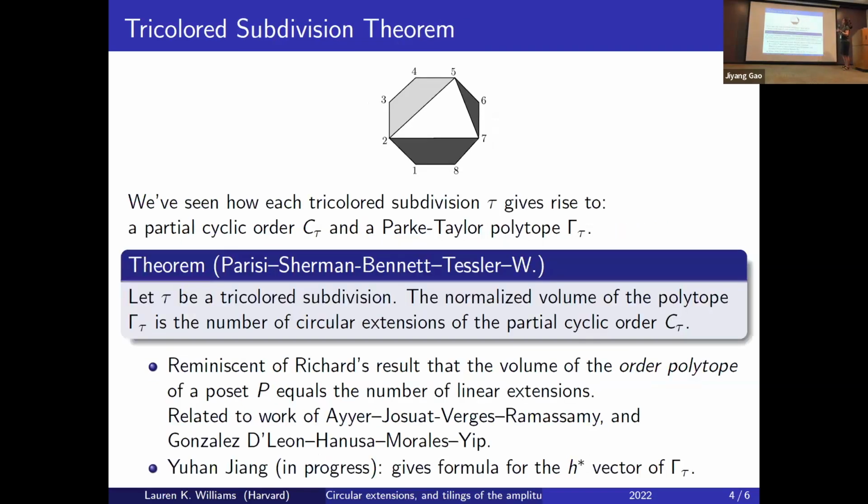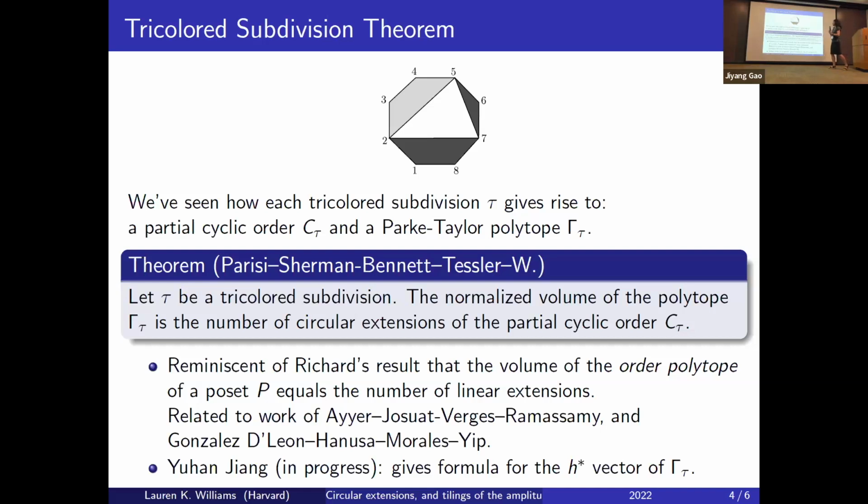So every tricolored subdivision gives rise to two things, a partial cyclic order and also a polytope. The first result is that for any tricolored subdivision, the volume of that polytope equals the number of circular extensions of this partial cyclic order. This might remind some of you of one of Richard Stanley's papers, and the result that the volume of the order polytope of a poset equals the number of linear extensions. So this is kind of like a circular analog of that story.